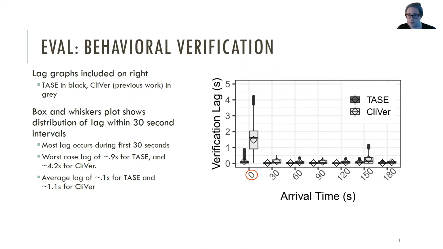And so the numbers for lag across the board have decreased, following the initial evaluation from CLIVER a couple of years ago, to the point now where the most interesting lag occurs within the first 30 seconds of the traces, when the handshake occurs and also some of the most rapid transmission of messages happens in the trace. And you can see that the worst case lag occurs for both TASE and CLIVER within the first 30 seconds. The worst case lag for TASE is 0.9 seconds and 4.2 seconds for CLIVER.